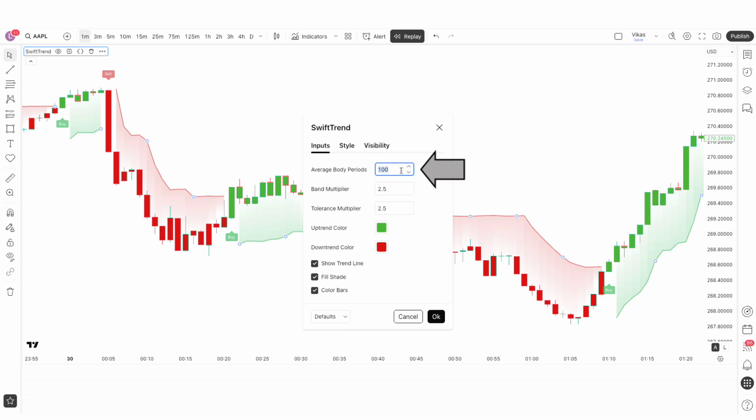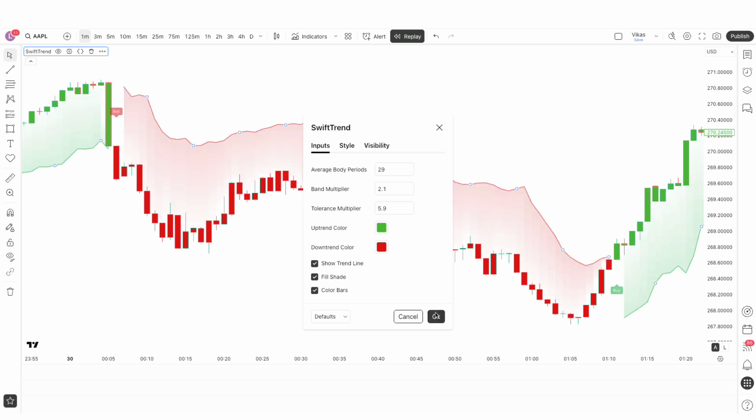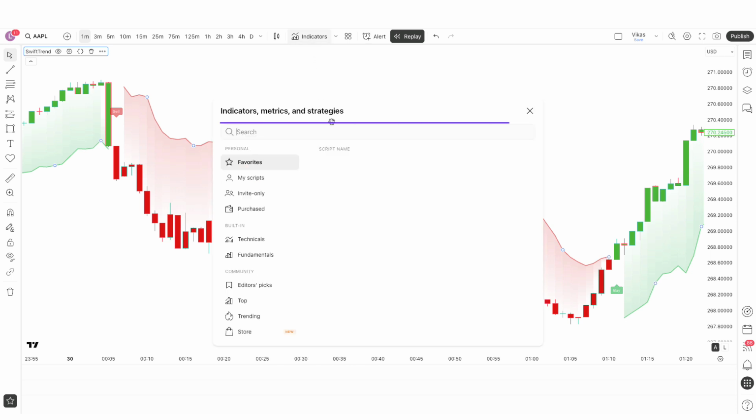We have to change this average body periods option from 100 to 29. We have to change this band multiplier option from 2.5 to 2.1. We have to change this tolerance multiplier option from 2.5 to 5.9. After that we have to apply another indicator on the chart. We will search Trend Flex Oscillator in the search box of TradingView.